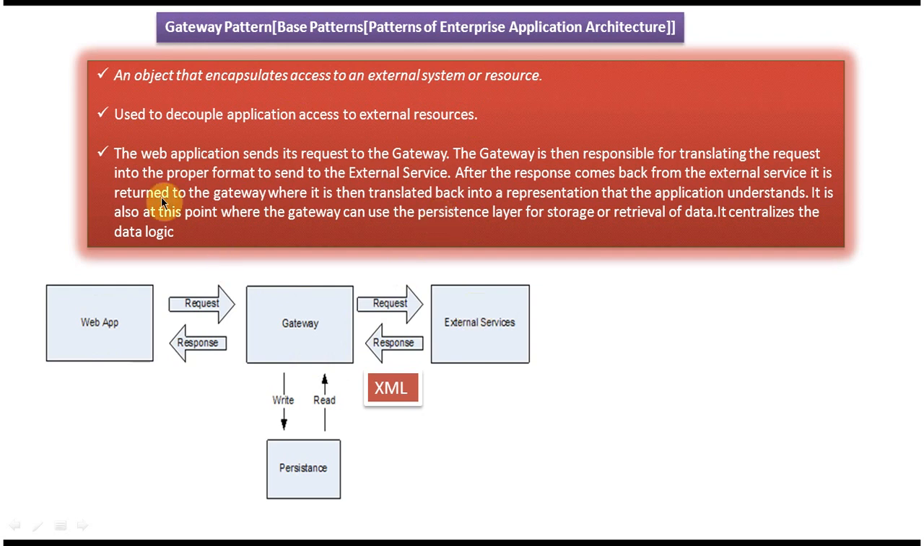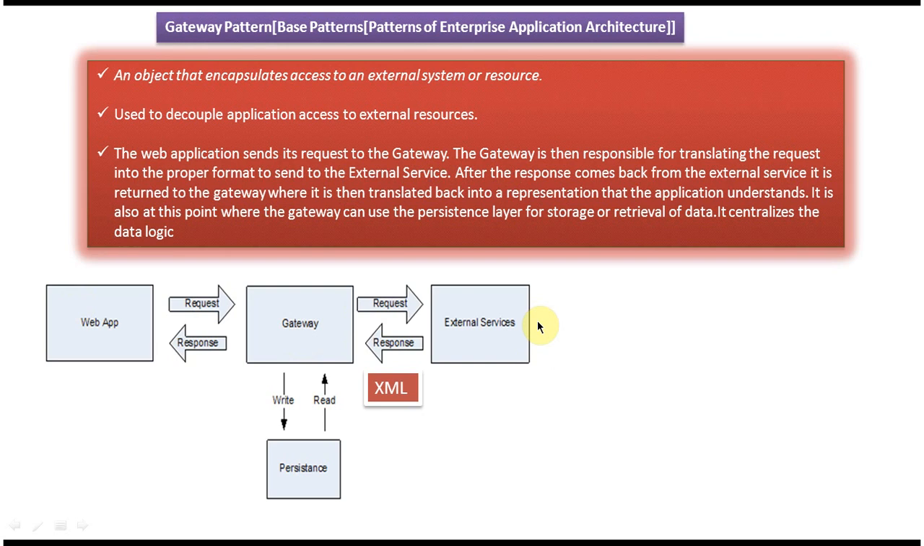And the third point is that the web application sends its request to the gateway. So this web application sends the request to the gateway, and this gateway is then responsible for translating the request into the proper format to send to the external service. So what does it mean? Suppose the external service can only accept XML files. It can't accept some other format like JSON or something.